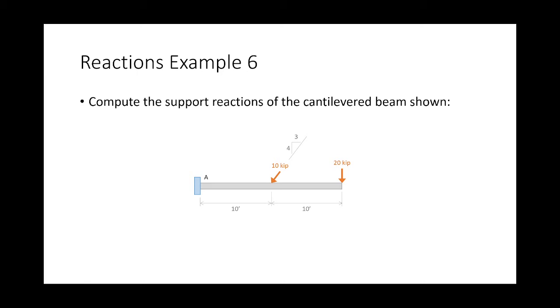Okay. So we're going to compute the support reactions of this cantilevered beam. I've got a 20 kip load at the free end, and I've got a 10 kip load in the middle, but it's at an incline. It's at a 3 to 4 slope ratio. So we're going to do that one together to make sure that we understand how to split that up. Give you all a sec to copy that down.